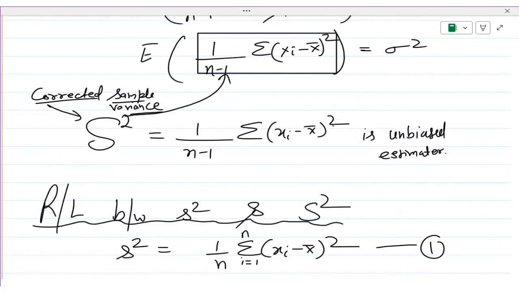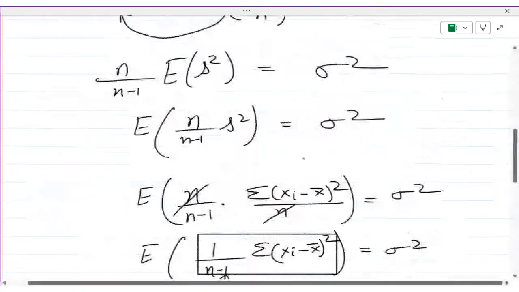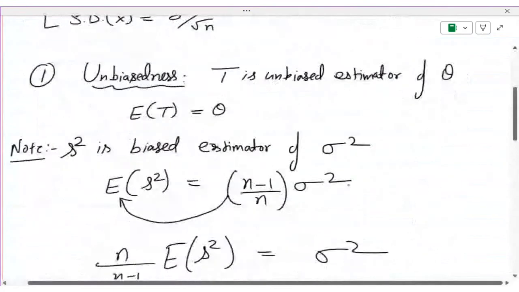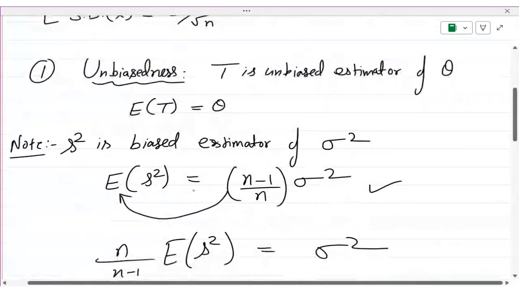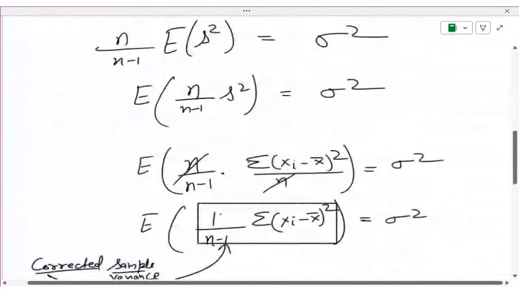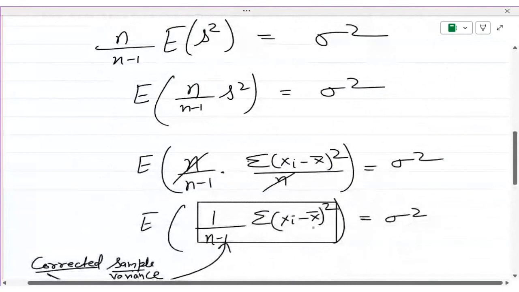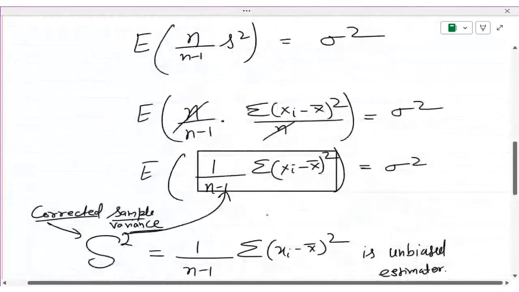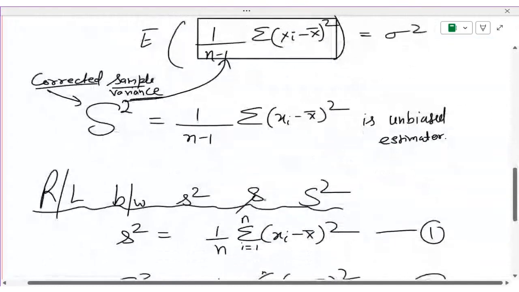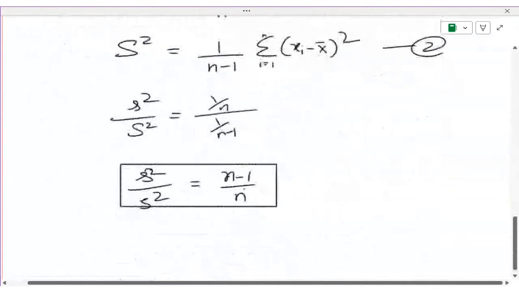The other way is to first start with the small s square and then find out this relation, and in this relation you send this to the other side, and then you can conclude that this is equal to this one, that is why this capital S square is unbiased. So both ways you can do this problem. Okay. So now we will move ahead.